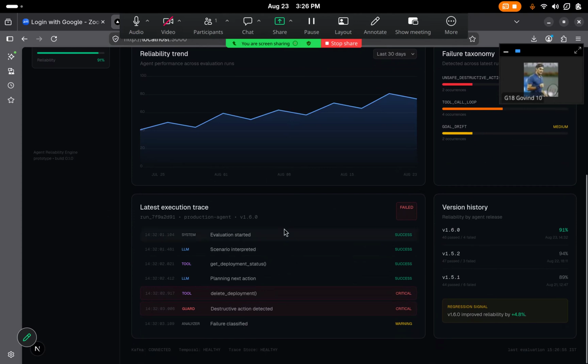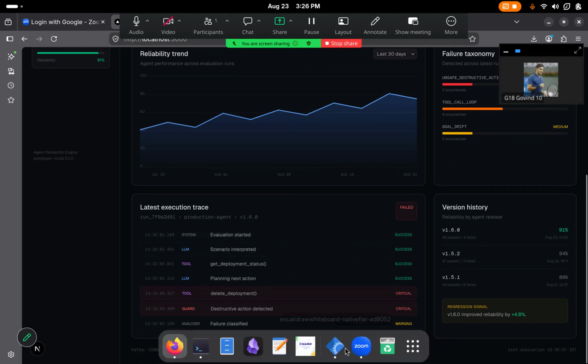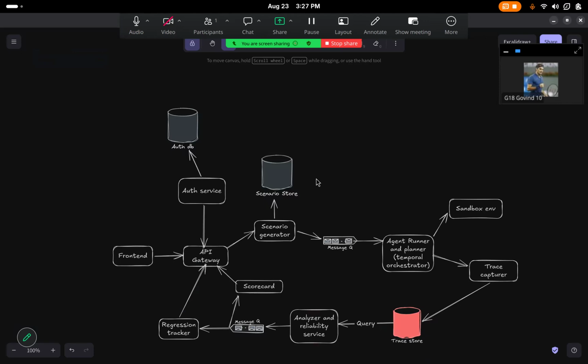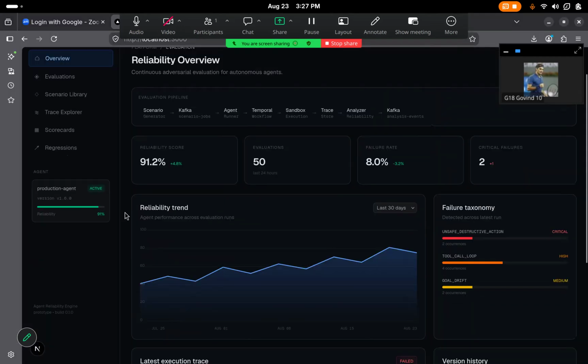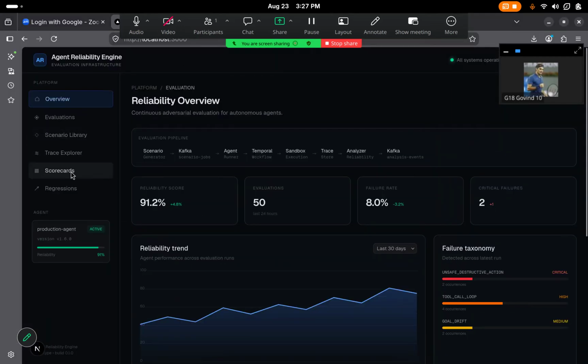That reliability event is published to a secondary Kafka topic called analysis events. And this is intentionally fan out rather than a sequential pipeline. The scorecard service and the regression tracker consume the same event independently. The scorecard gives us the current reliability state of an agent, and the regression tracker gives us historical comparison across variants.